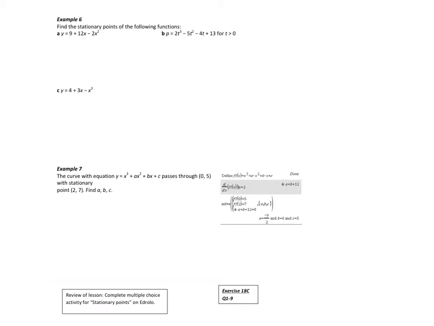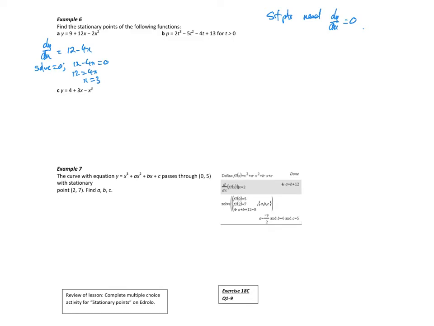All right, so if we're just looking to find some stationary points, the stationary points occur whenever dy/dx, f'(x), is equal to 0. All right, so in this case, dy/dx is equal to 12 minus 4x. So we want to solve it equal to 0. 12 minus 4x is equal to 0, so 12 equals 4x. X is equal to 3.